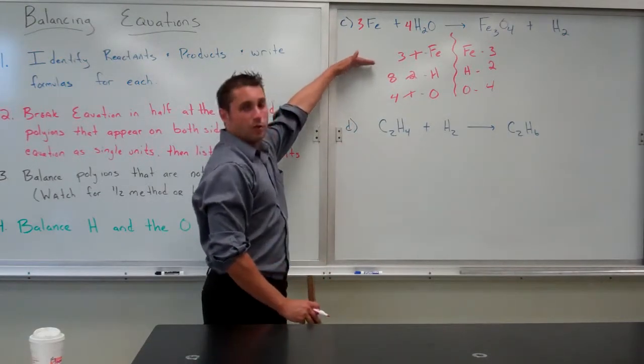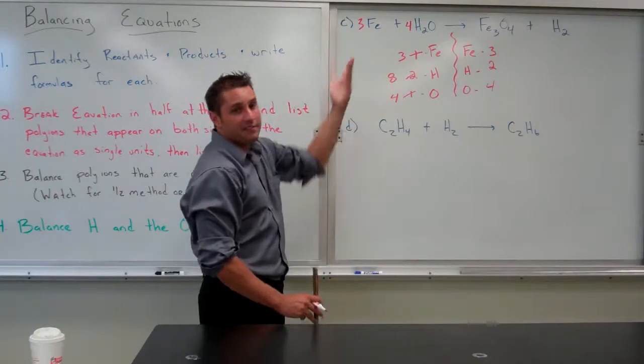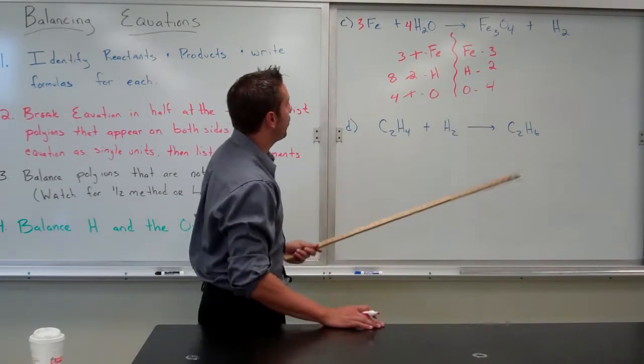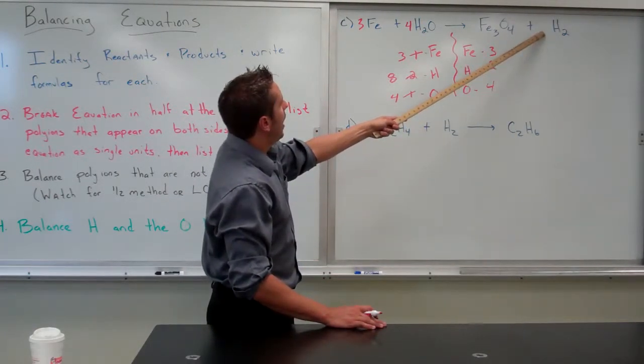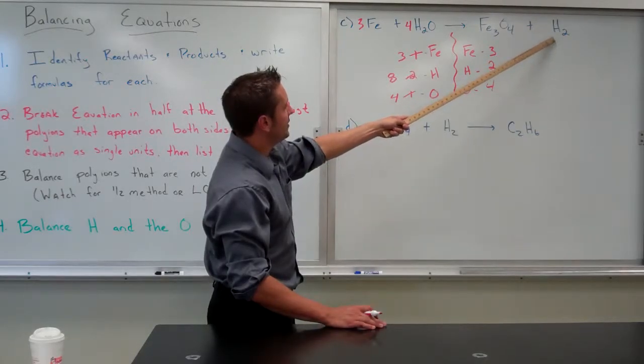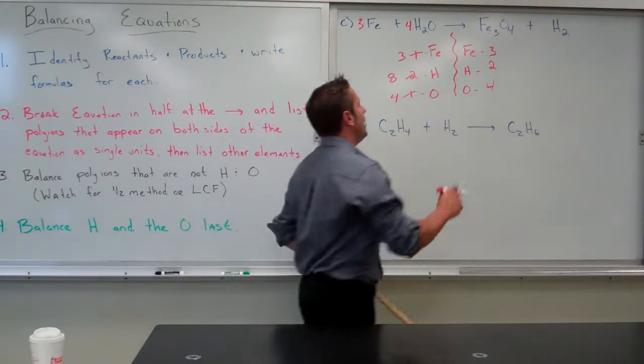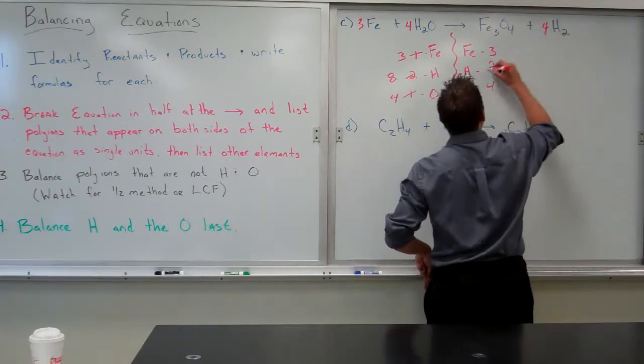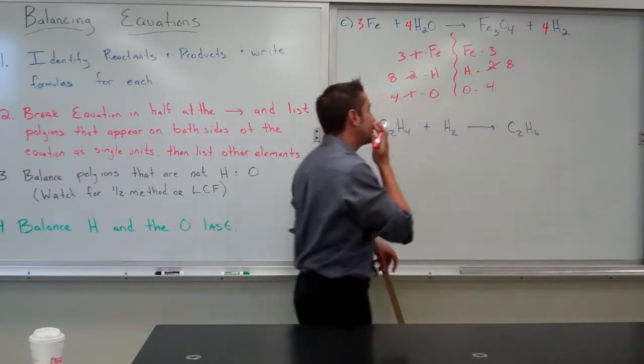So Fe is still good. I have 8 H's on the left. I need there to be 8 H's on the right. So I need a number here that's going to take times 2 will get me to 8, and that number is 4. Now I have 8 H's on the right side.